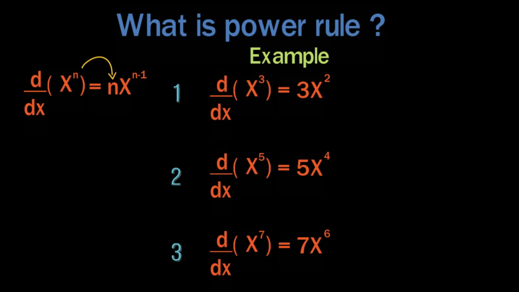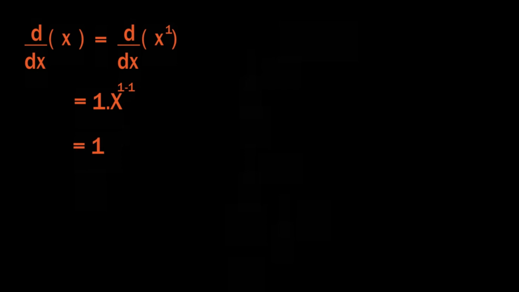So let's try other examples using power rule. So let's say if we have differentiation of x. So what is the answer we get? We know that x actually has a power here which is 1, and if we use the power rule, 1 you bring in front is 1, multiply with x, 1 minus 1, so you will get x to the power of 0, which is 1.